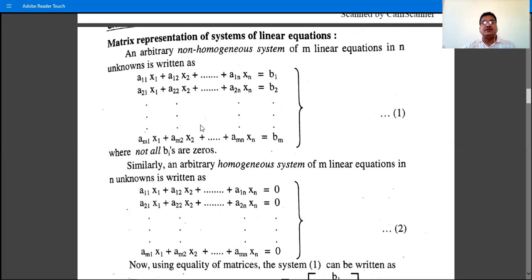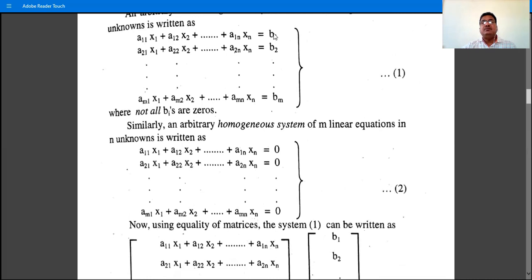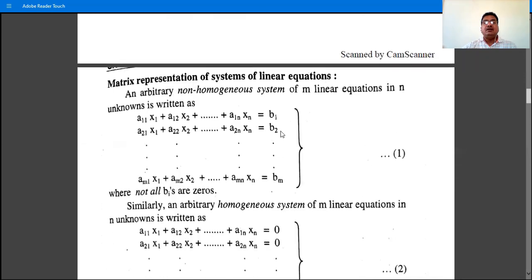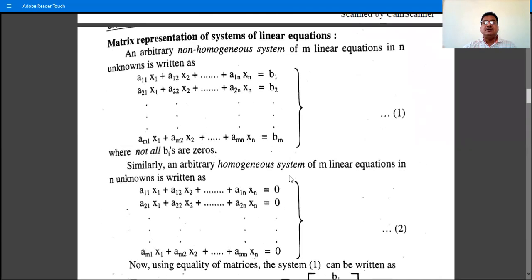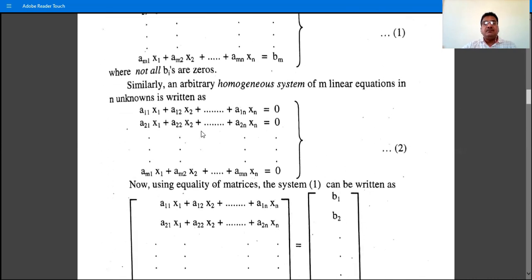These are constants. If all these b1, b2, bm are 0, then we say the system is a homogeneous system. Or if out of these b1, b2, bm, at least one is non-zero, then the system is called a non-homogeneous system. So this is the general form.